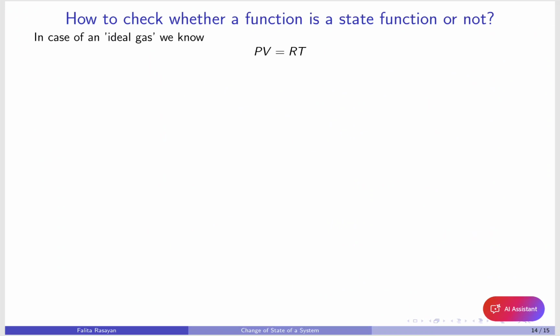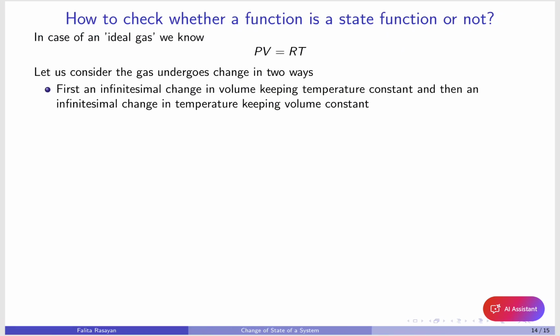Moving forward, we have talked about state functions, and now we need to determine how we can say a function is a state function or not. Let us consider an ideal gas, 1 mole of it, and then we can write PV = RT. Now let us consider the gas undergoes change in two ways. What are the two ways? First, an infinitesimal change in volume keeping temperature constant, and then an infinitesimal change in temperature keeping volume constant. So these are the two steps of the process.